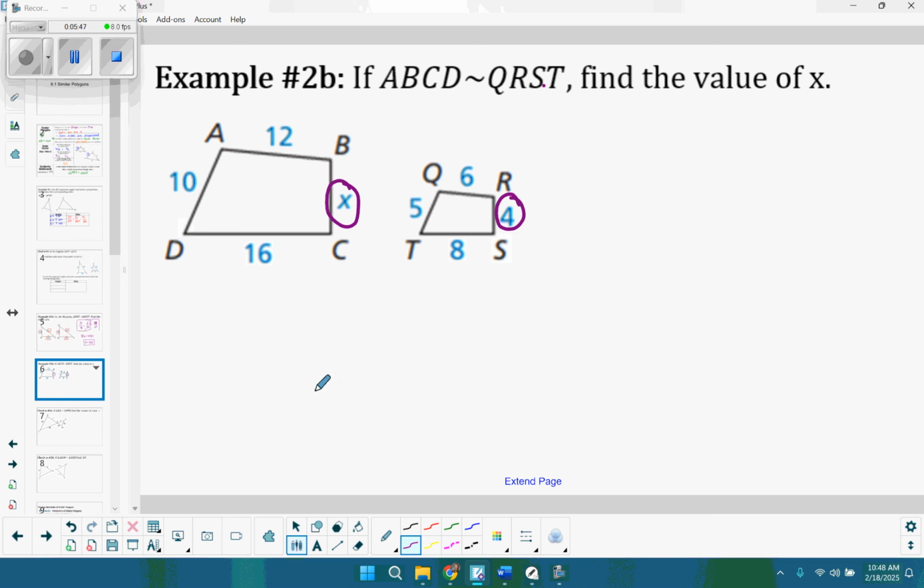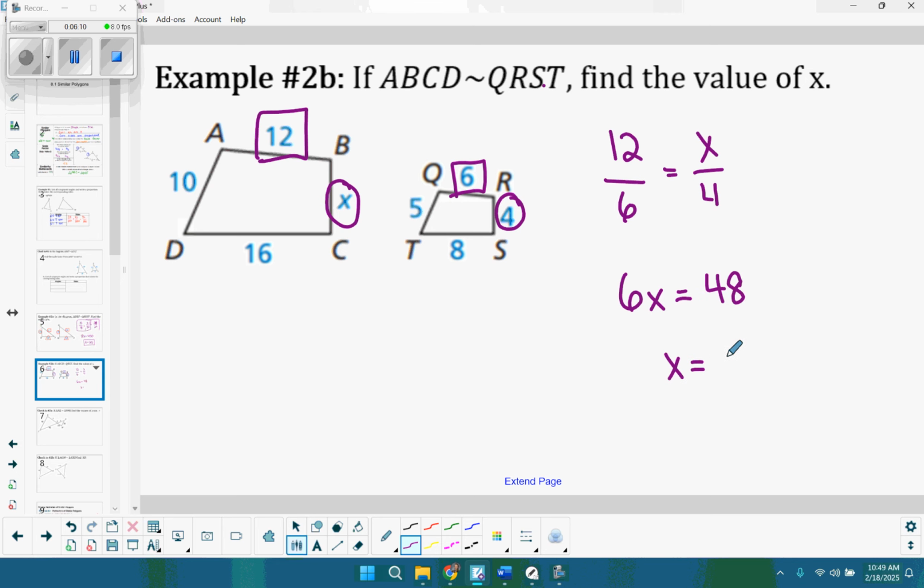And then I'll pick one other pair of sides. So let's say AB and QR. We won't bother labeling the rest because there's no other variables. I already have a 12 compared to 6 and an X compared to 4. That's enough to solve. So we have 6 times x is 6x, 12 times 4 is 48. When I divide both sides by 6, I get x is 8.